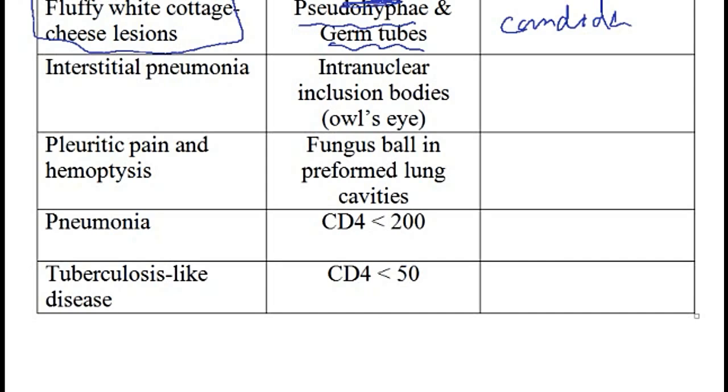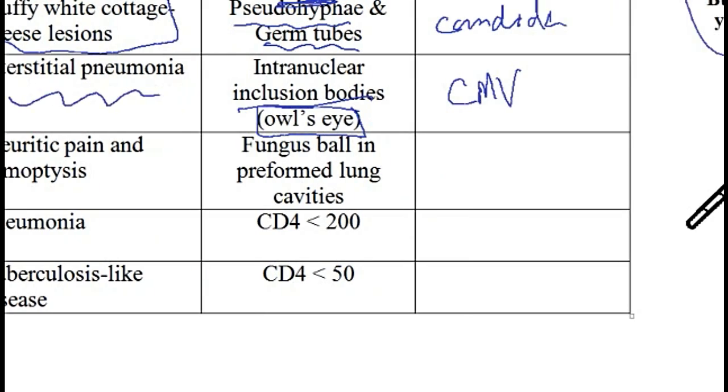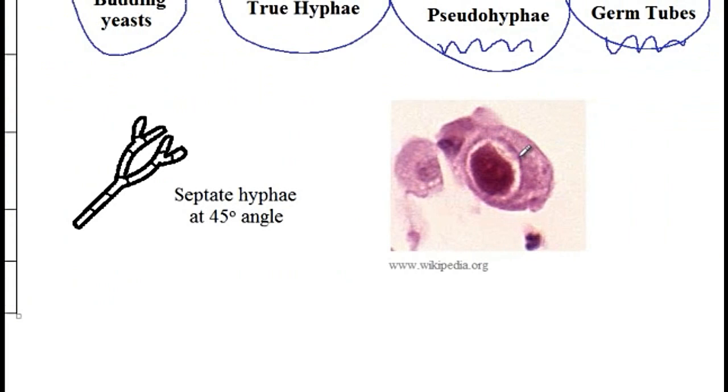Next, we have interstitial pneumonia with intranuclear inclusion bodies that have an owl's eye presentation, and this is another example of CMV infection. So CMV can cause both the retinitis as well as interstitial pneumonia in these patients. And here is an example of the owl's eye. So here you can see that there is a nucleus with an intranuclear inclusion that has a presentation of owl's eye.